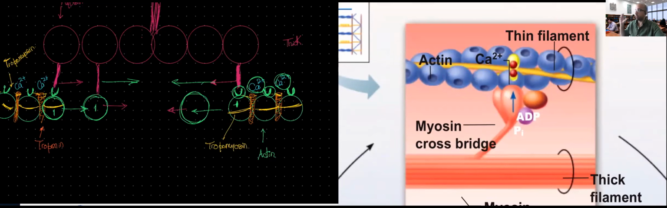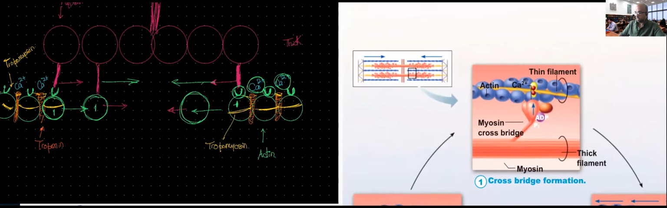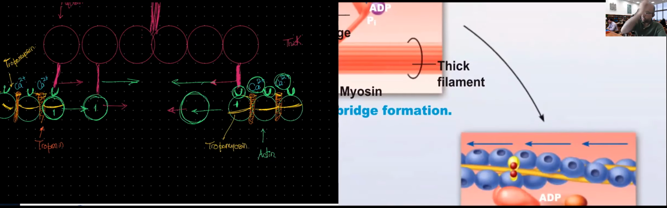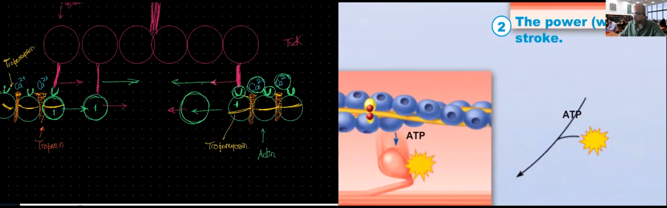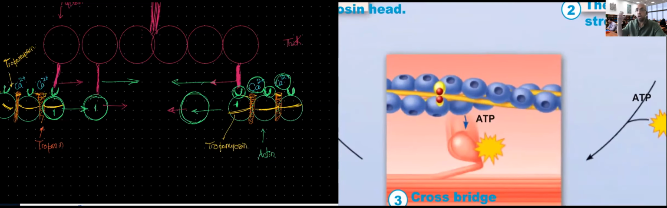So you start first by binding, and in order for me to bind, the head of the myosin needs energy. So it's going to be breaking down ATP. As I bind, I will bend, pulling the actin towards the M line, causing the sliding of the thin filament. Remember, in order for you to detach, to unbind from the actin, this requires you to have an ATP.